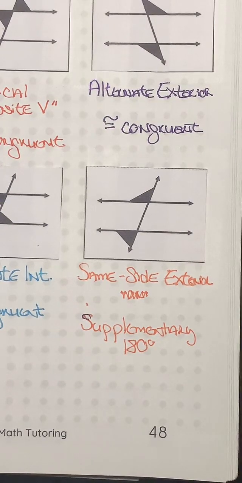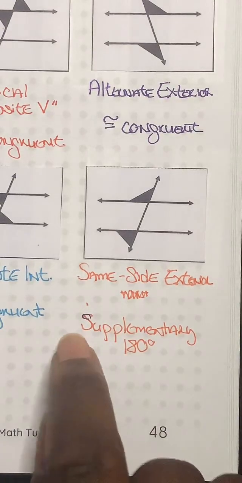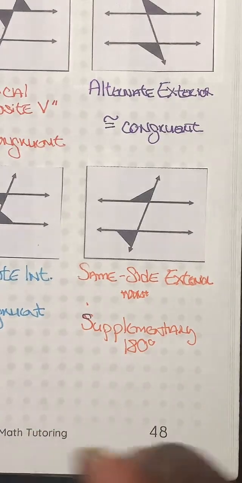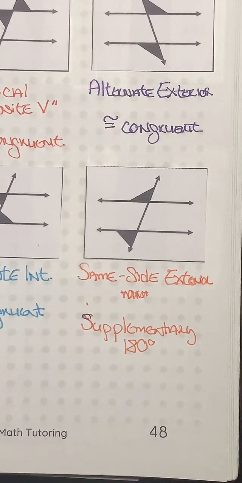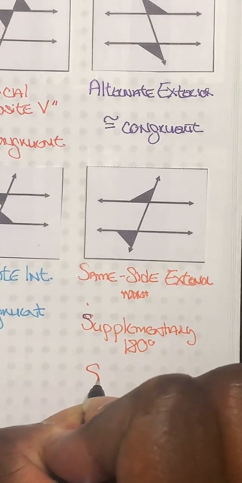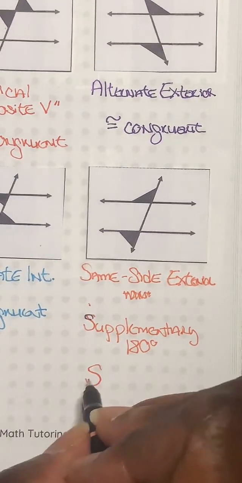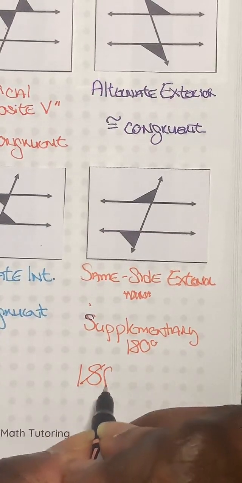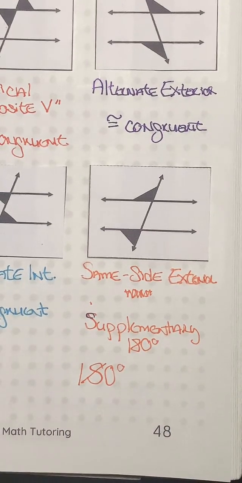So if we can keep in mind same side supplementary, SSS, triple S, same side supplementary, that might actually help you out. If you remember what supplementary means, remember the S, and then you draw a line connecting the two ends, it creates an 8. So that means we've got 180 degrees.